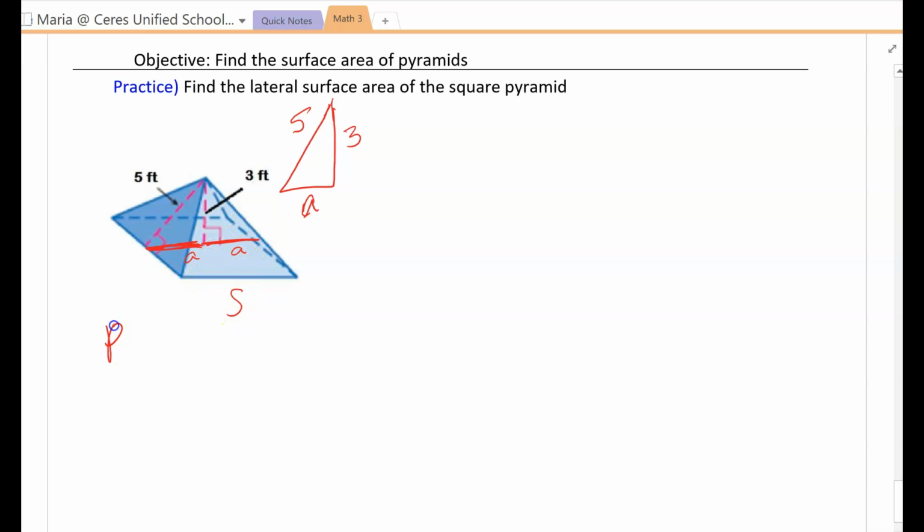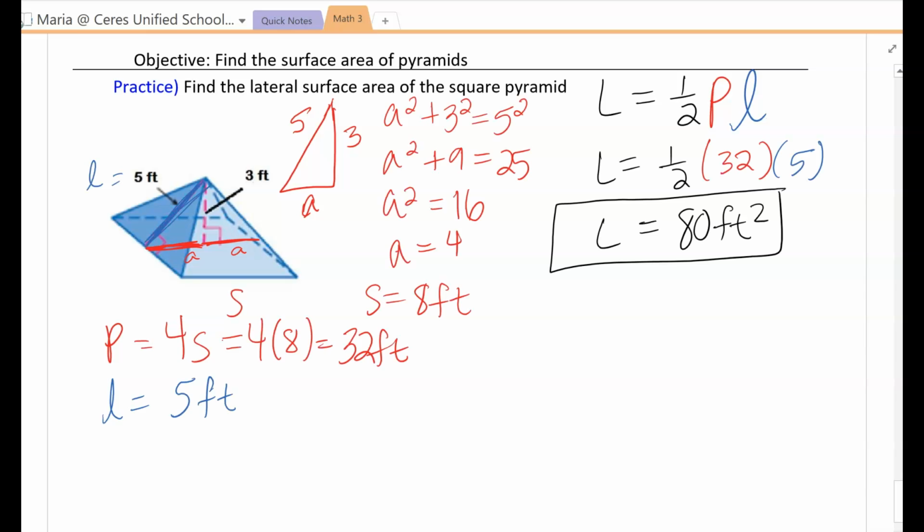And then once you have your side, the perimeter is 4 times your side. And then the slant height is given. Figure out if it's 5 versus 3. And then once you have those two, just plug it into L equals 1/2 times the perimeter times the slant height. Okay, so I'll let you go finish this off. Please pause the video to finish the example, and then you can press play again to watch the answer. Alright, so hopefully you paused the video.